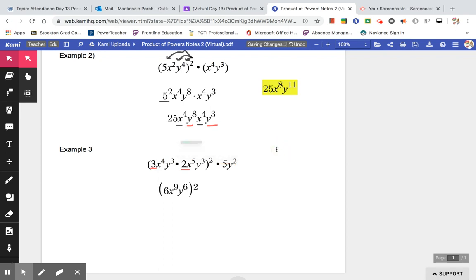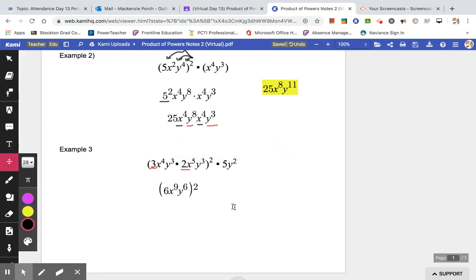and we can actually go ahead and just copy down this part over here that we were ignoring at first. So I'm just kind of rewriting the times 5y squared. So this problem now looks like one of the ones above. So now that we simplify the inside of this parenthesis, we can distribute the 2 to all of the things inside. So 2 to the 6, 2 to the x, and 2 to the y.